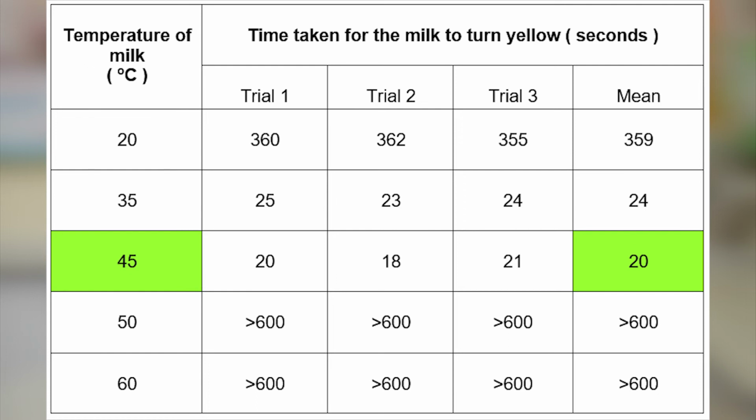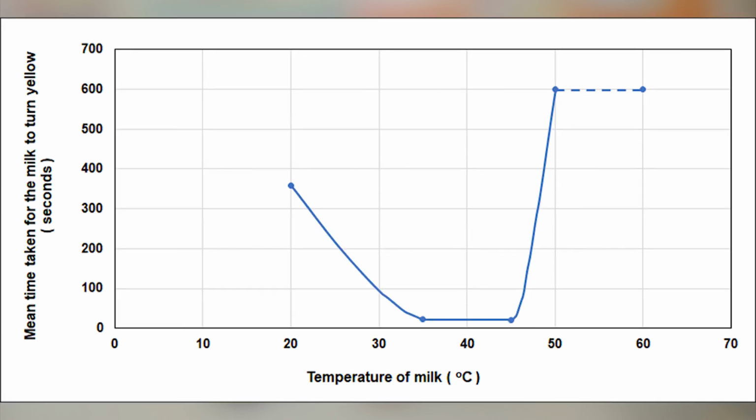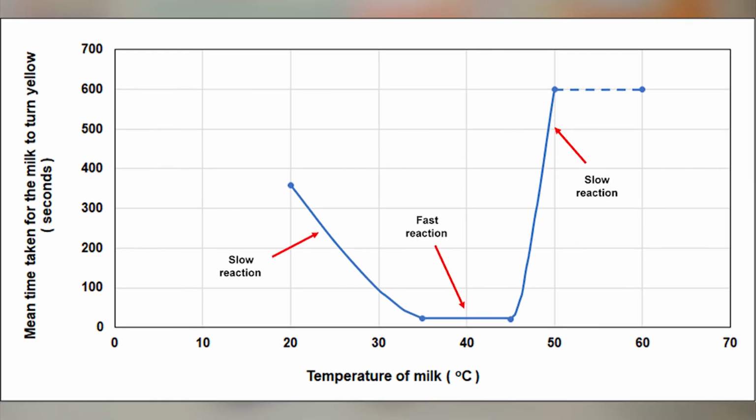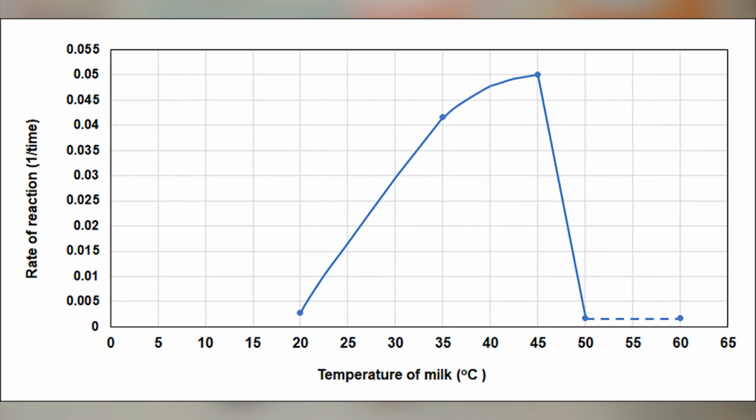temperature for lipase. A graph can be plotted with the temperature on the x-axis and the time taken for the milk to turn yellow on the y-axis. We can see from the graph where the reaction was the fastest and the slowest. We can plot a second graph with the temperature on the x-axis and the rate of reaction on the y-axis. We can work out the rate of reaction by dividing 1 by the time taken in seconds for the milk to turn acidic.